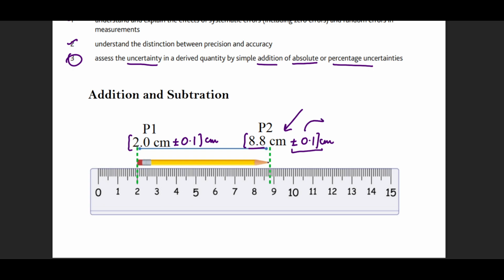So this is called absolute error. Why do I call this absolute error? Because I know for a fact that it has the same unit, which means that from this value, it could either be 8.7, which is 0.1 less than 8.8, or the absolute worst could be 8.9, which is 0.1 more than 8.8, right? So this range is still in centimeters. So this is absolute error because it has the same unit as the rest of the measurement.